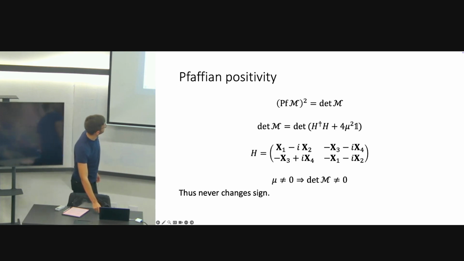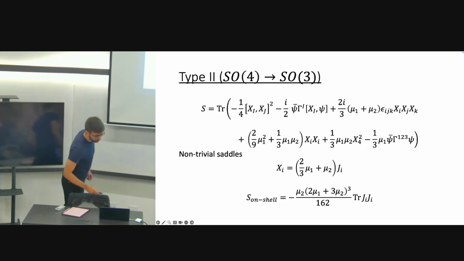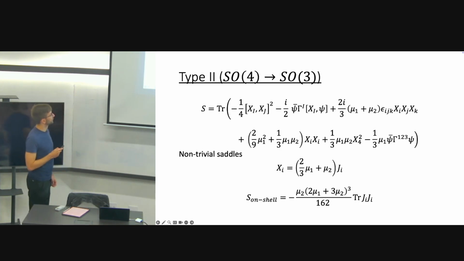Okay, so now let me discuss the other model, the one that breaks SO4 to SO3. So this model has the following form. There are two parameters, mu1 and mu2. For this quadratic term to be positive, I will impose that mu1 and mu2 are both positive or both negative. And the interesting thing of this model is that it has non-trivial saddles. It has non-trivial local minima. I should say local minima, not maxima, because I drop the local maxima.